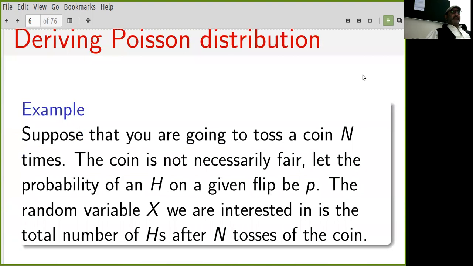Okay, so let's give an example. Supposing that you're going to toss a coin, capital N times. The coin is not necessarily fair, so we have a more general situation. And let's say that the probability of an H is P, okay? And the random variable we are interested in is the total number of H's after N tosses of the coin.